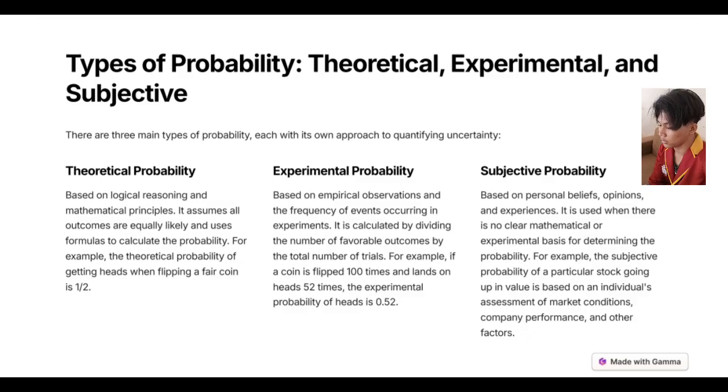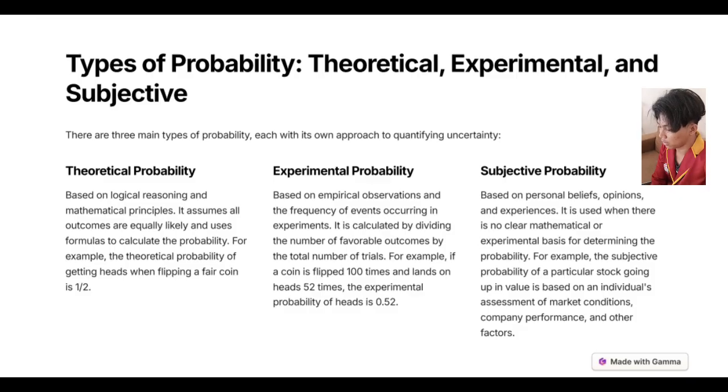Experimental probability is based on empirical observation and the frequency of events occurring in experiments. It is calculated by dividing the number of favorable outcomes by the total number of trials. For example, if a coin is flipped 100 times and lands on heads 52 times, the experimental probability of heads is 0.52.